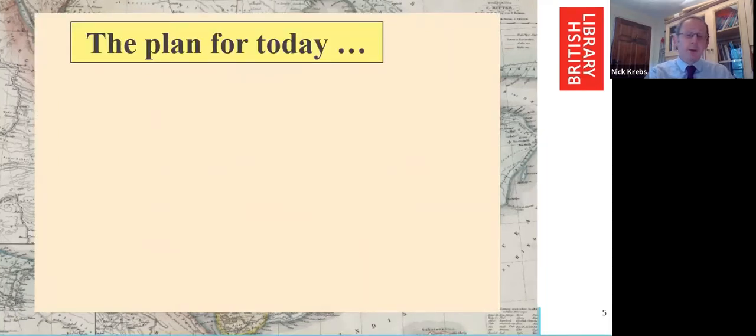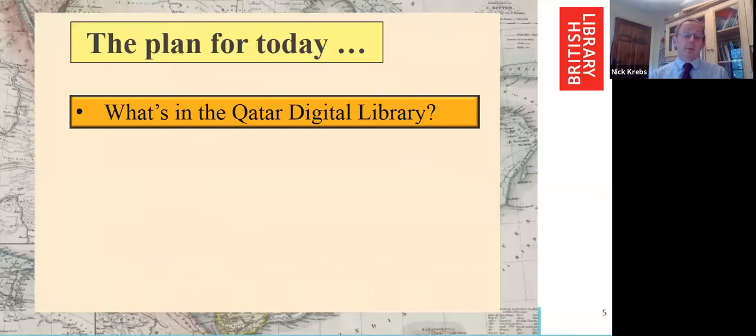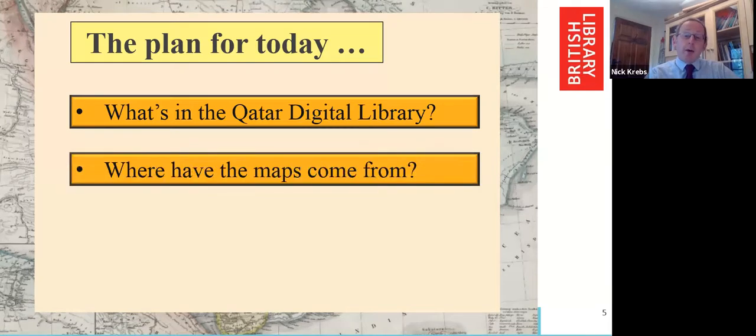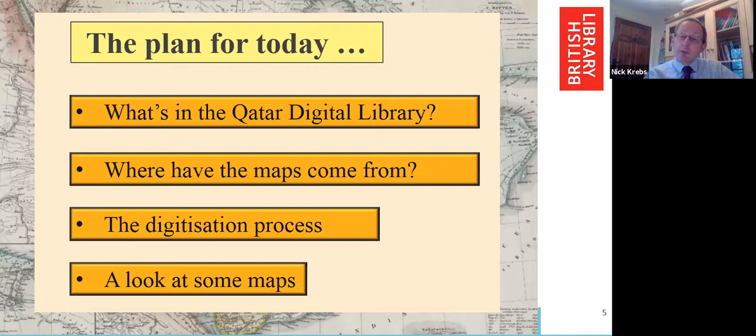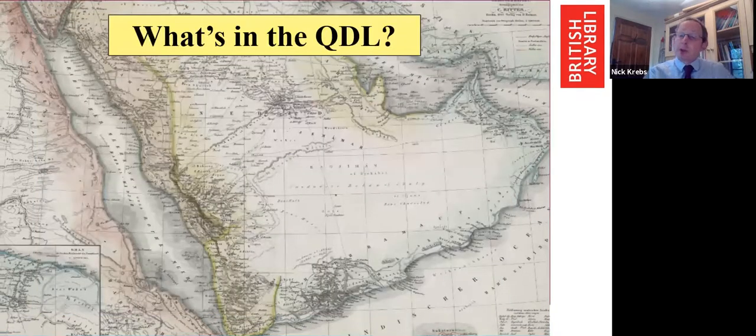So the plan for today, we're going to have a little look at what material we've actually got in the Qatar Digital Library. We're going to have a closer look at the maps and where those maps have come from. We'll have a little look at the digitization process, and also a look at a few of the maps that we've got in the library. So first of all, to have a look at what's actually in the QDL.